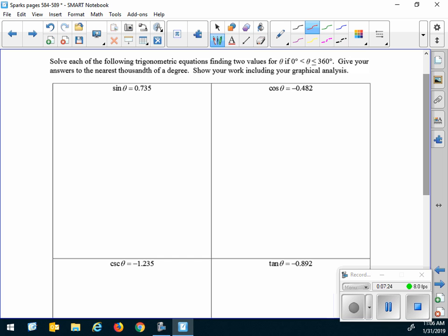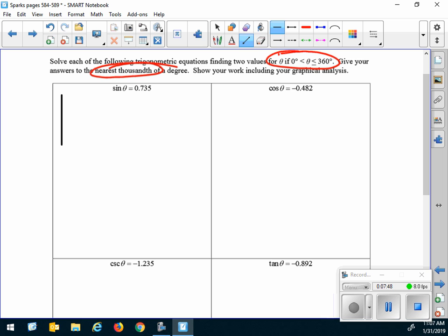Solve each of the following trig equations and find two values for theta. Give your answers to the nearest thousandth of a degree. When you are solving these equations, the first thing you have to do is decide what quadrant my answer is in. You have to do that first.